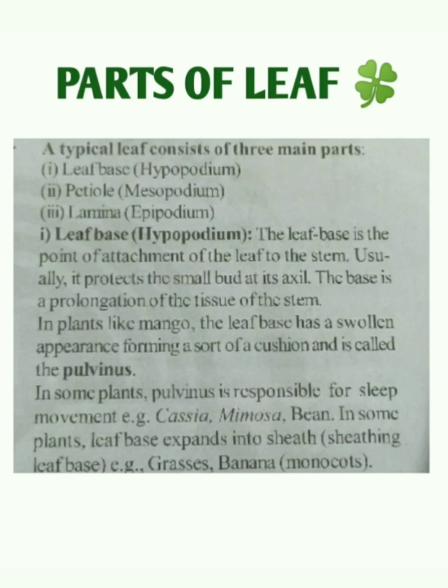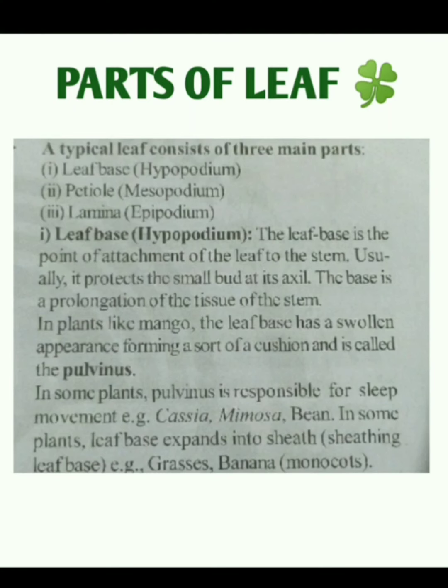In some plants, pulvinous is responsible for sleep movement. That movement is given to that particular leaf by this pulvinous, especially in plants like cassia and mimosa pudica. In some plants, this leaf base is expanding into a sheath, a cover-like structure. That particular base is called as sheathing leaf base. Sheathing leaf base is usually seen in monocots like grasses and banana.